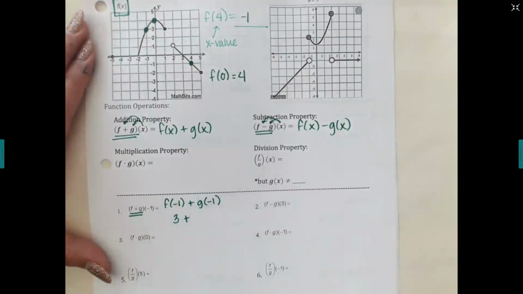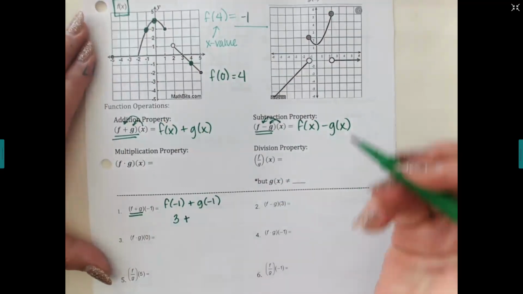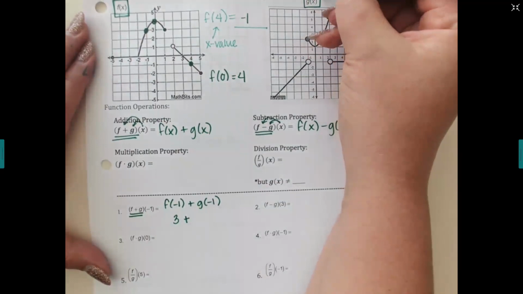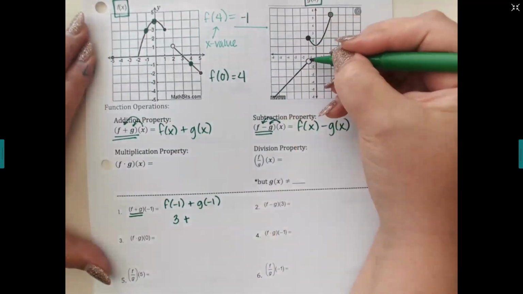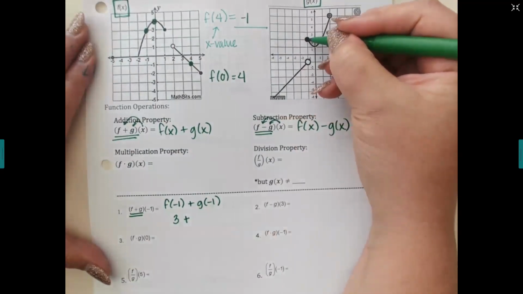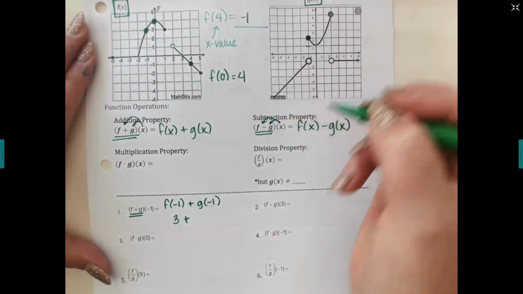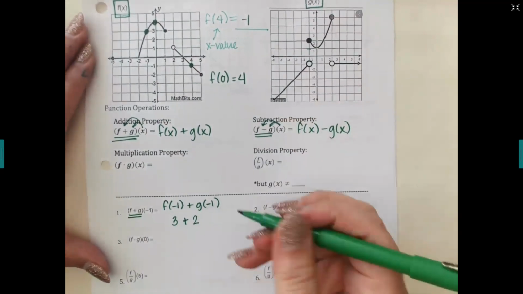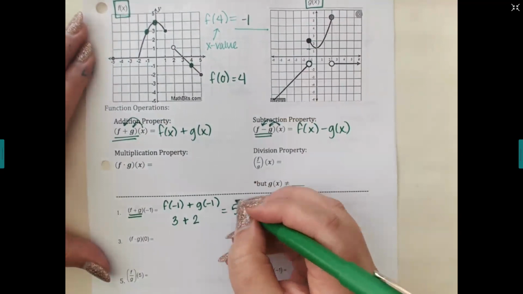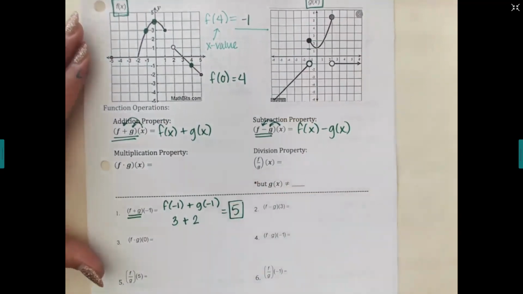Then I would go to my second value. I want g of -1. That would be this graph over here. I would go back to -1. Remember, between the two dots that are presented, I want to choose the closed dot always, which is at a height of 2. And then just perform the operation in the middle. So 3 plus 2, answer is 5. Okay, question right next to it.